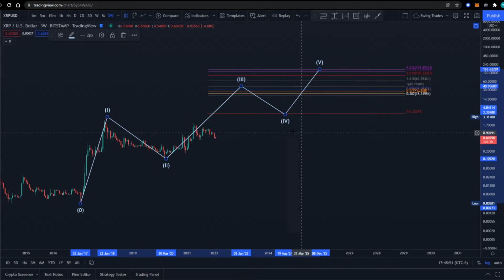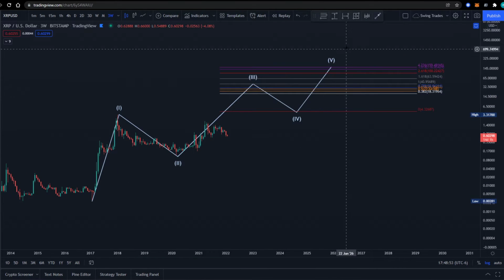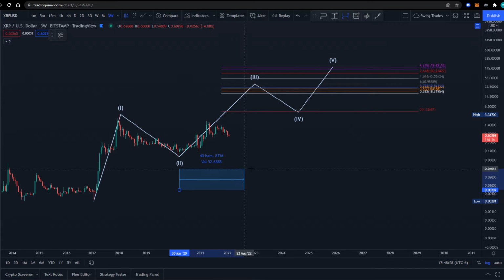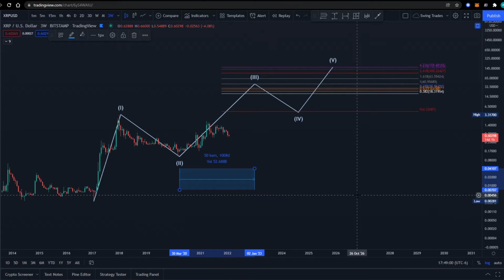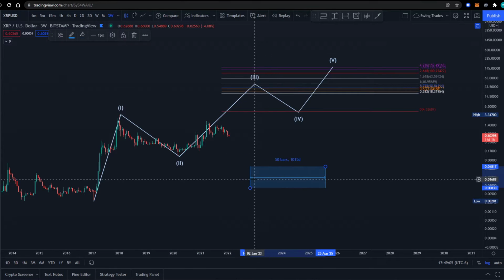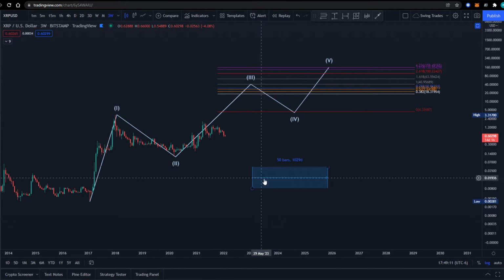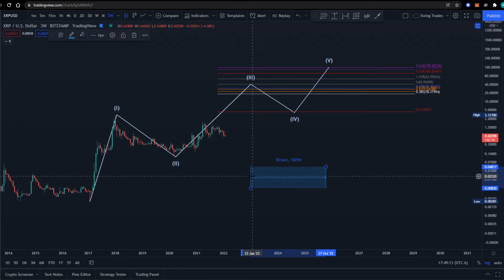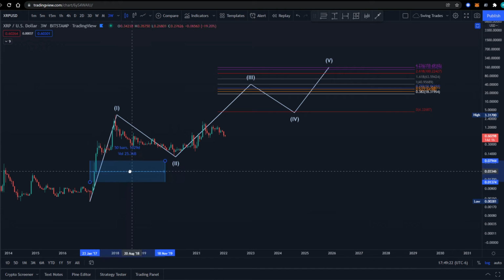But this pullback has to be within, I believe we've got 1,008 days there. It's got to end within that time period, and it looks like it does. Yep, wave 4 finishes before the end of this wave, so that's good.